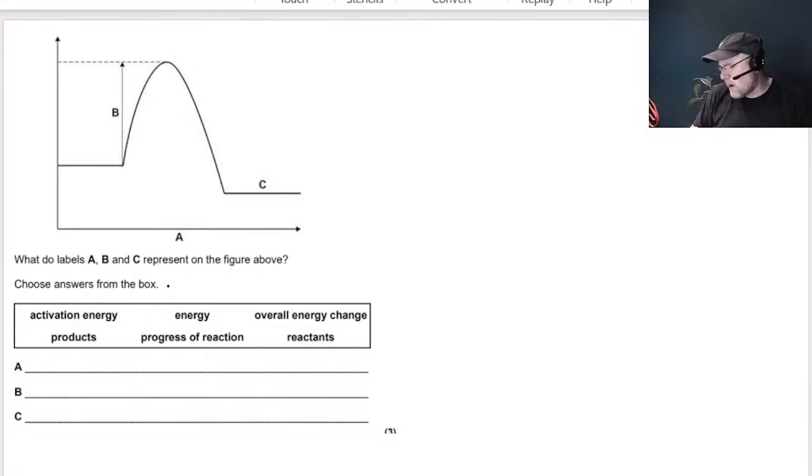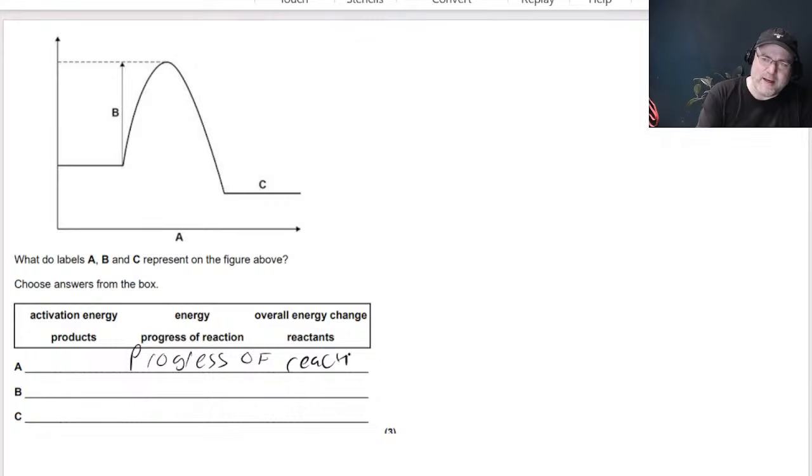Are you talking about the half equations? No, activation energy. Yeah, oh yeah, nice. A is going to be just energy. No, progress of reaction, sorry. A is progress of reaction.